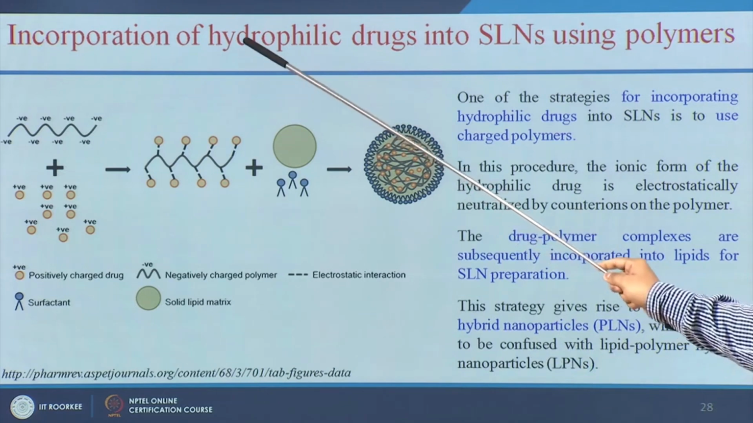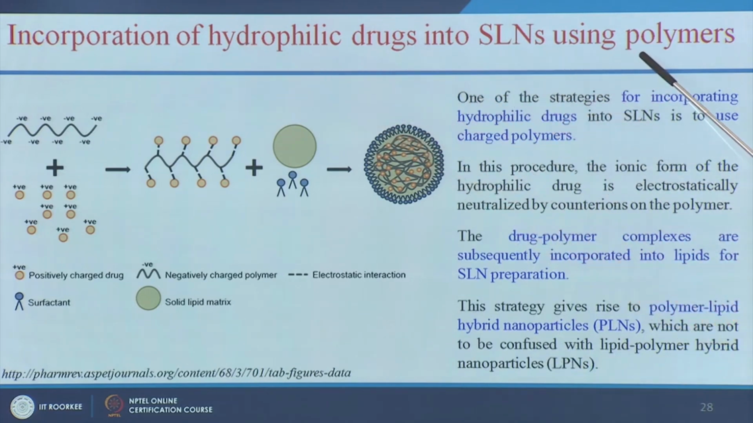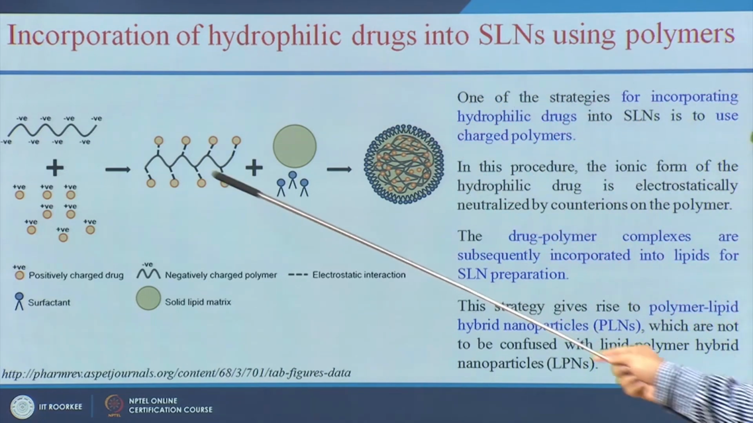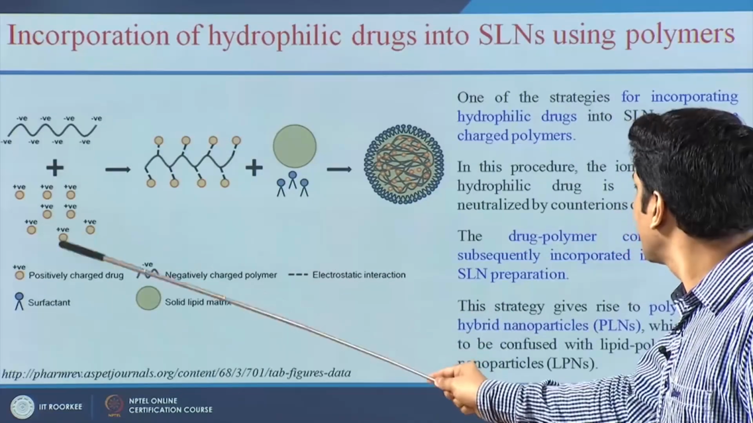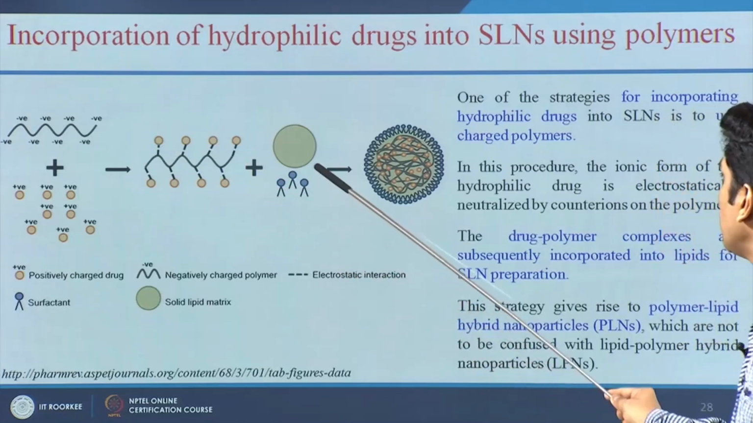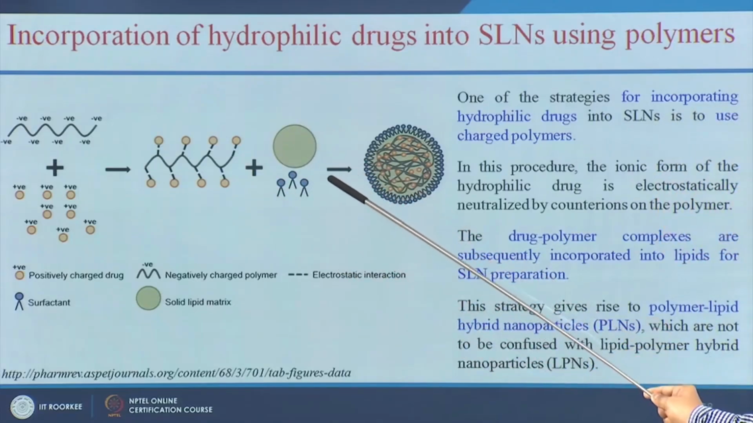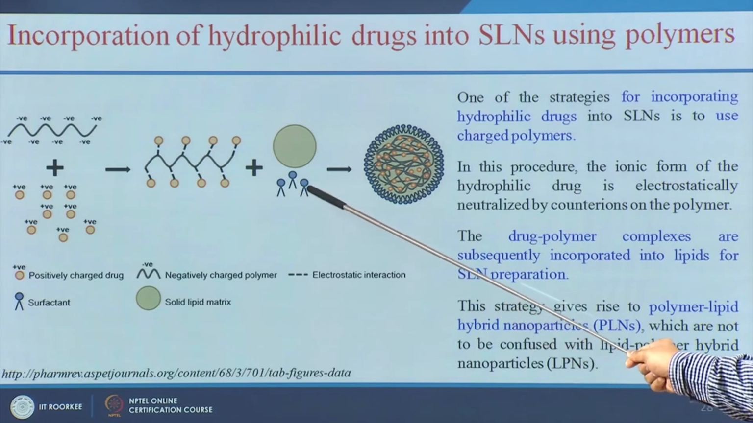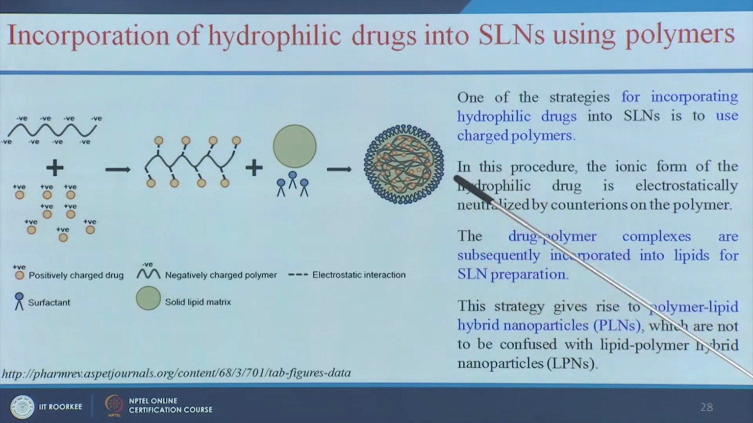And we can also incorporate hydrophilic drugs into this SLN using polymers. Here you can use a negatively charged polymer and a positively charged drug. So, they will combine and form this kind of complex, and when you mix it with the solid lipid matrix and surfactant, it will form this kind of structure. In this process the drug polymer complex is incorporated into the lipids for SLN preparation, and this strategy gives rise to polymer lipid hybrid nanoparticles, that is PLN.